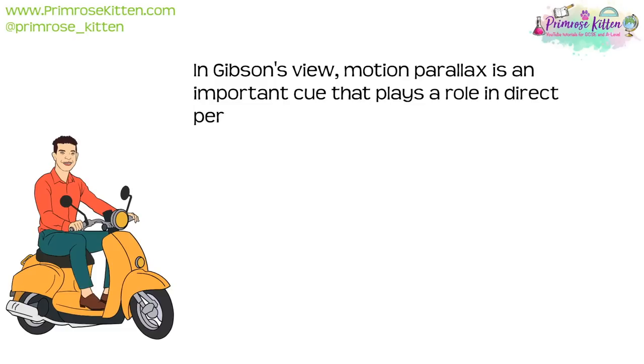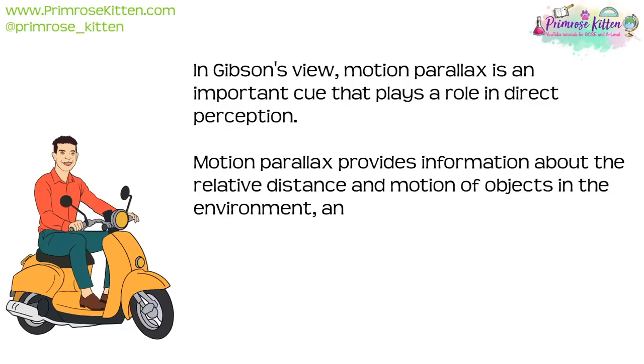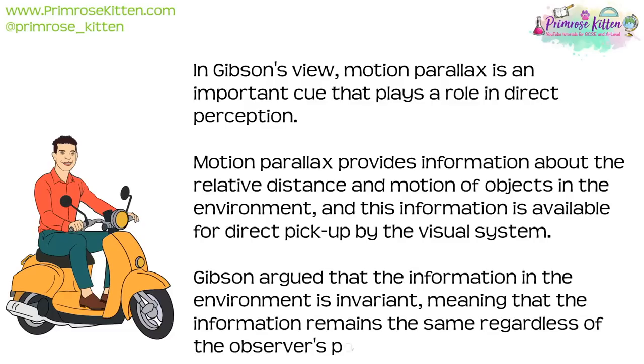In Gibson's view, motion parallax is an important cue that plays a role in direct perception. Motion parallax provides information about the relative distance and motion of objects in the environment, and this information is available for direct pickup by the visual system. Gibson argued that the information in the environment is invariant, meaning that the information remains the same regardless of the observer's position or orientation.